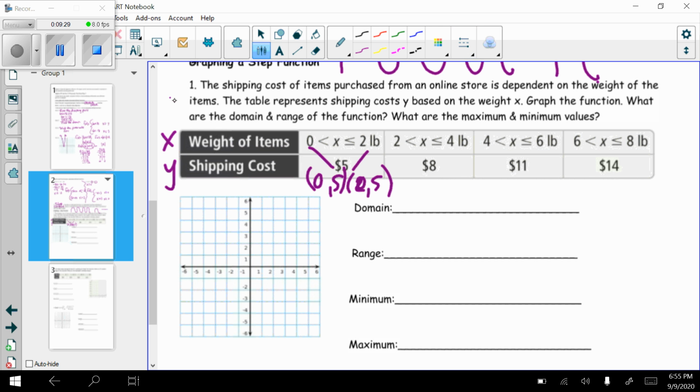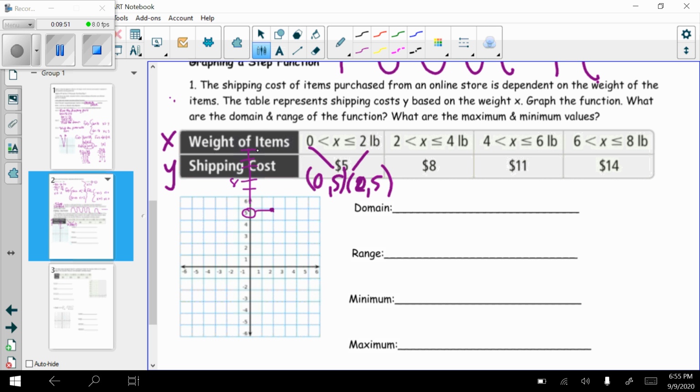So (0, 5) is open, (2, 5) closed, connect. Okay, so then I move on. I have (2, 8) and (4, 8). So over 2, up 8, extend my graph. So 7, 8, 9, 10.